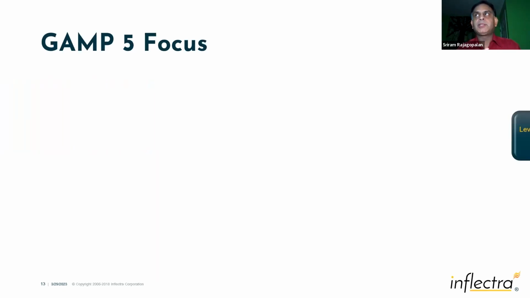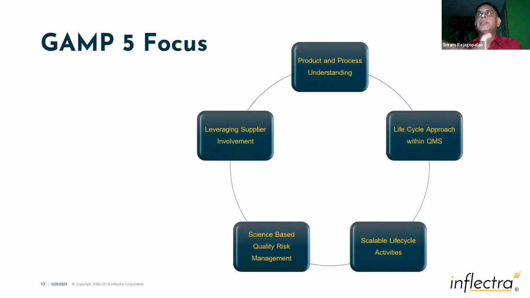When you bring these things into play, GAMP introduces these five elements: product and process understanding. Do I have a good understanding of both the product and the process used in developing the product, services, and results? Which moves into the life cycle approach in terms of how I'm upholding quality throughout, and scalable activities as part of your life cycle within that, and science-based quality risk management, looking into those aspects.